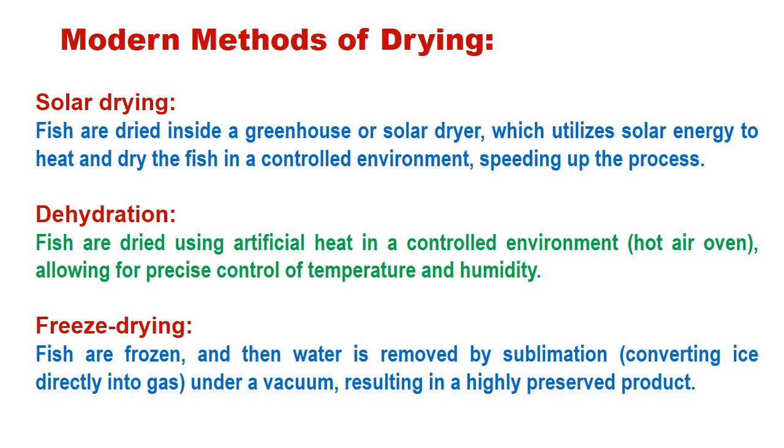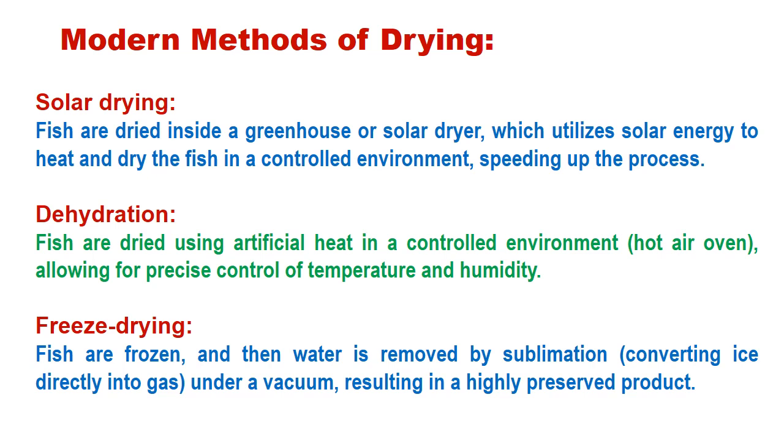The second is dehydration. Here the fish are dried using artificial heat in a controlled environment like a hot air oven or a further modified hot air oven, where we can reduce the humidity also, and it allows precise control of temperature and humidity. So we can increase the temperature to 80 or 100 degrees Celsius, we can decrease the humidity, and in a controlled atmosphere we can do the drying faster.